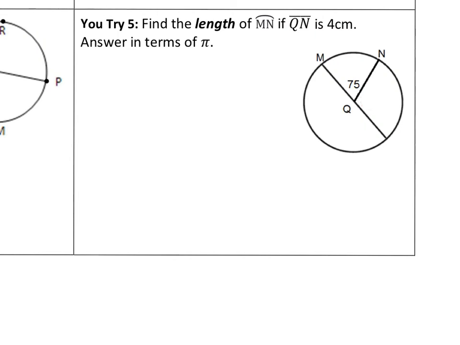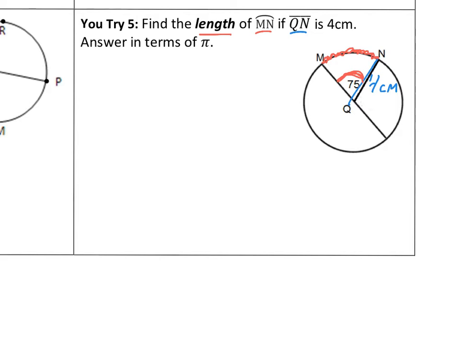For the next problem, I'm actually looking for a length of a given arc. So I want to know how long is this piece. So if I were to take this little arc and stretch it out, how long is it? Now I am told that QN, this segment, is 4 centimeters. All right, and the other piece of information I'm given is this central angle, 75 degrees.